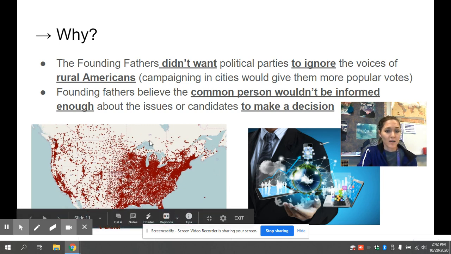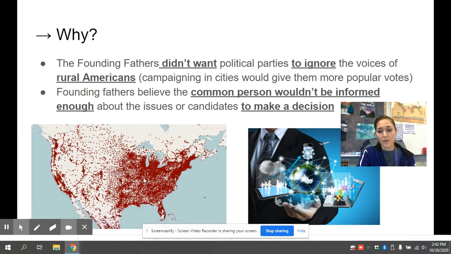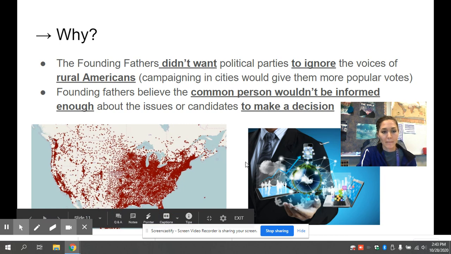Because of the time that they were in, they felt like it would be better if somebody who was in the political world, like those House of Representatives members or the senators, were the ones who did the electing because they would be a little bit more in the loop. If you need more time to write this down, go ahead and put the video on pause, push play when you're ready.